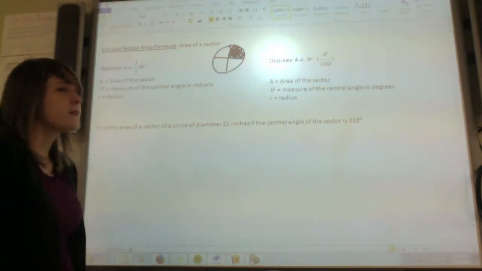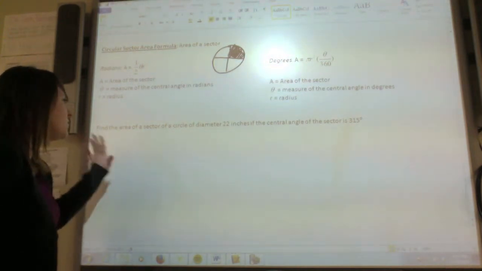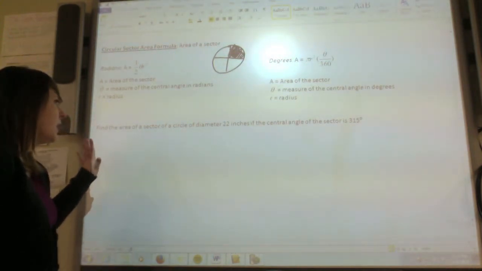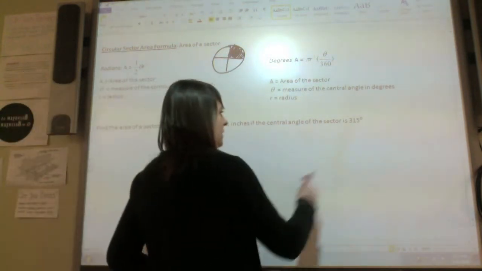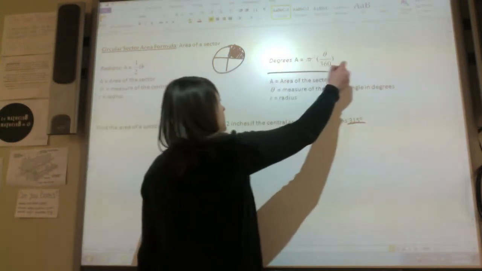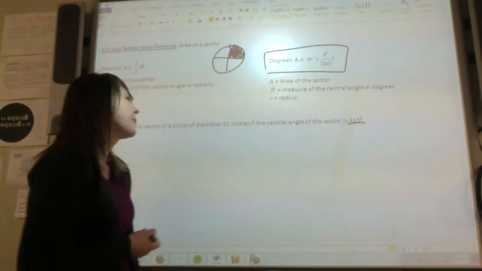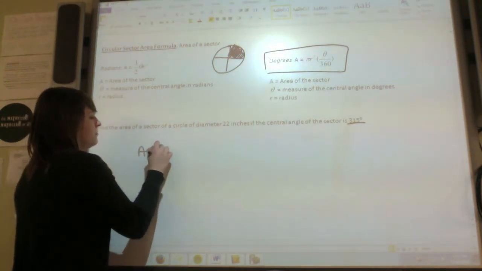All right, so looking at this problem here, the first thing I'm going to ask myself is, do they give me degrees or do they give me radians? It looks like they're giving me degrees because they're telling me it's 315 degrees. So I know that means I'm going to use this formula. Now I can go through and try plugging in some of my information.